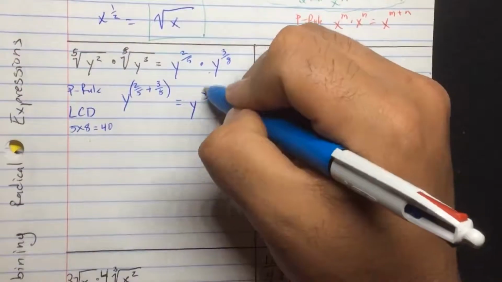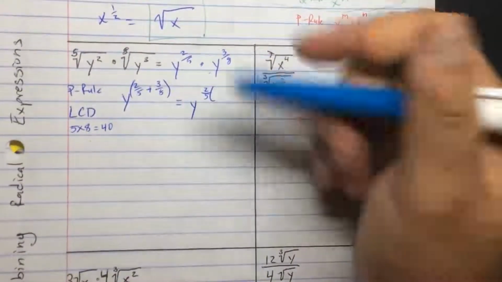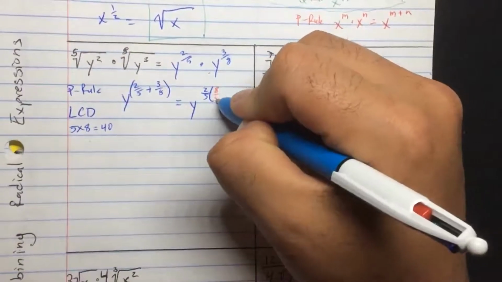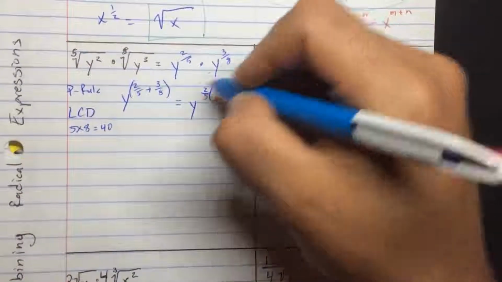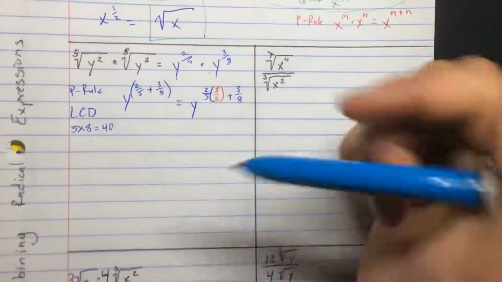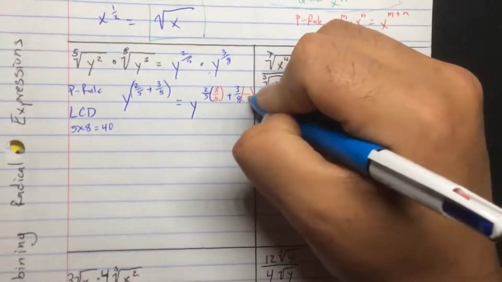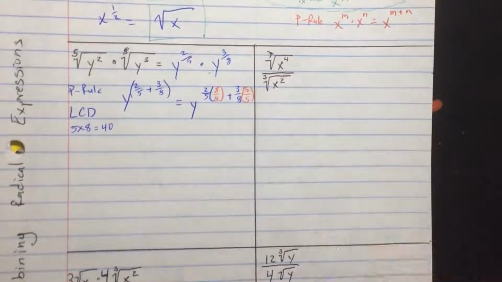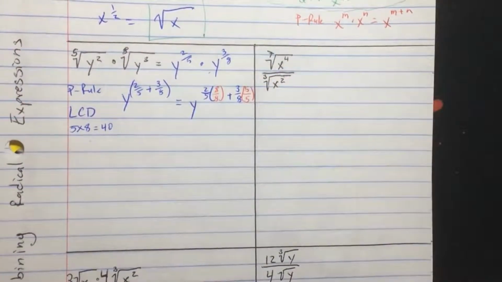2/5. But in order to make 2/5 have 40 on the denominator, we have to multiply the top and bottom. I'll do it in red so you can see this part. 8 over 8. And this is going to be plus our 3/8. And once again, in order to get 40 on the bottom, we have to multiply by 5. So we'll multiply by 5 over 5 to make sure both of these are 1. 8 over 8 is 1, and 5 over 5 is 1.